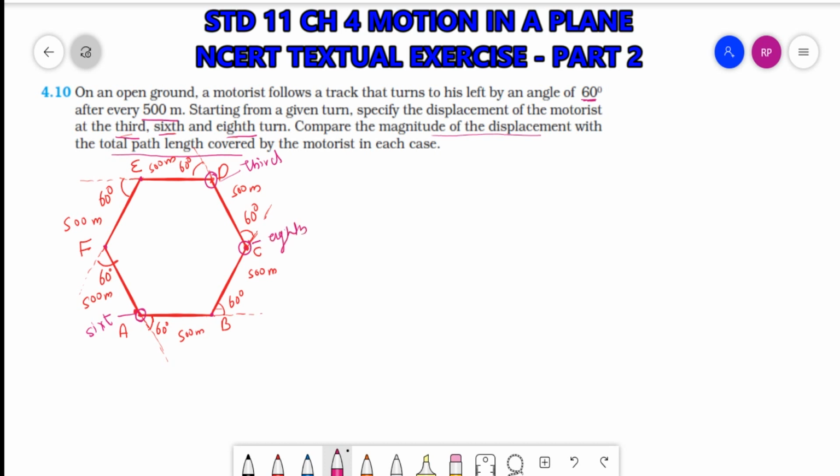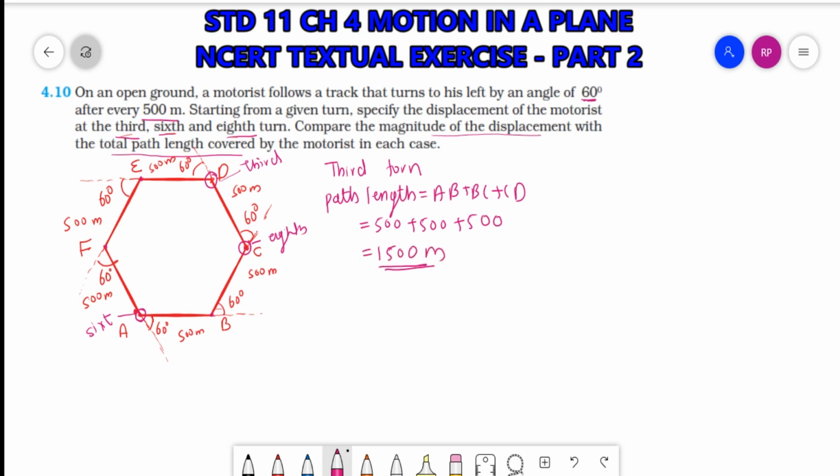Okay. So now you need to find out the displacement, and then you need to compare the magnitude of displacement with the total path length. So we'll find out both displacement and the path length at a time. So first, at the third turn, what is the path length? This will be equal to AB plus BC plus CD. So that is equal to 500 plus 500 plus 500, and that is equal to 1500 meters.